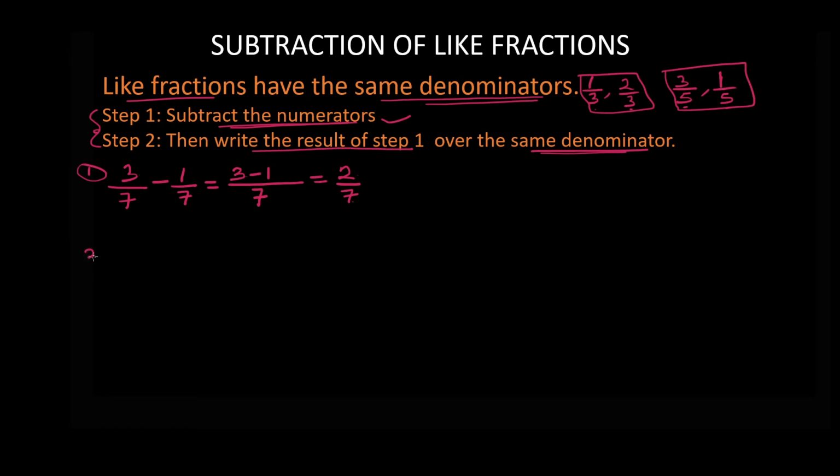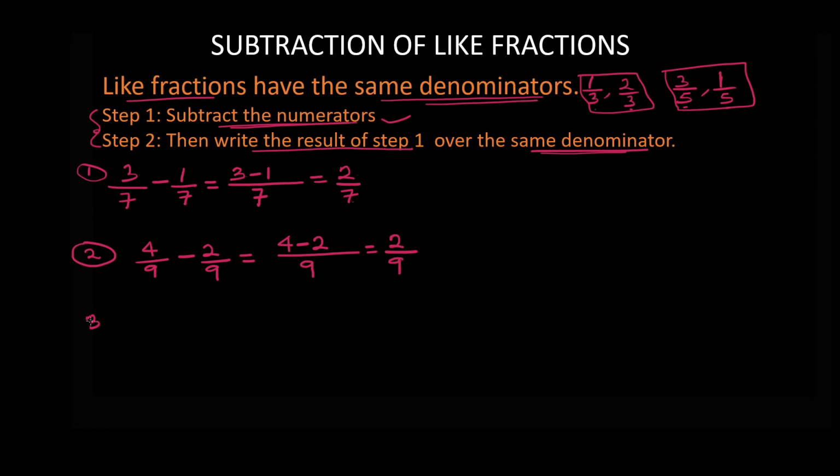Let's look at another example. 4 over 9 minus 2 over 9. How do we solve this? The numerators are 4 and 2, so that will be 4 minus 2, and the same denominator is 9. So my answer is going to be 4 minus 2 is 2 over 9.